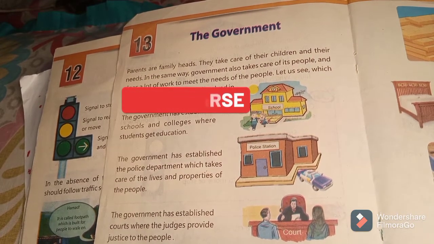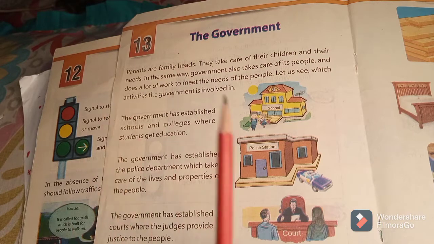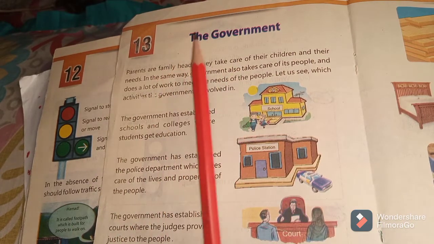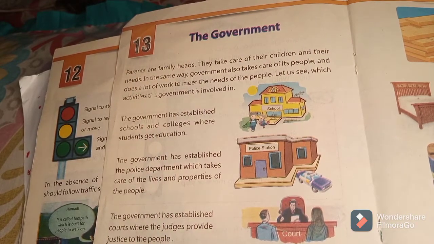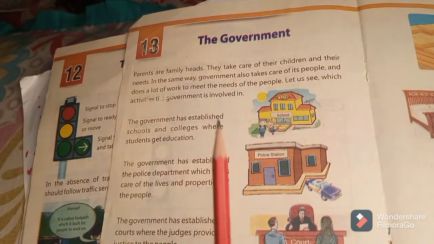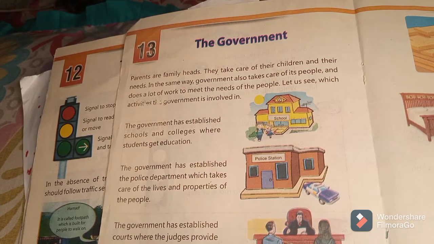Students, as you know that it's week 5 and lecture 13. So students, today we are going to write down the outline and dictation words of the chapter the government. So before writing the outline and dictation words of this chapter the government, today's moral lesson is always speak truth.